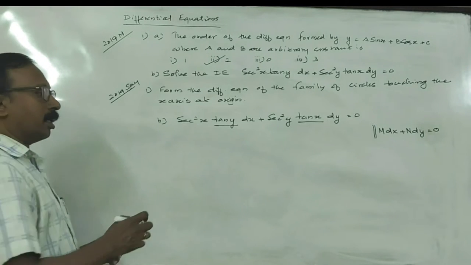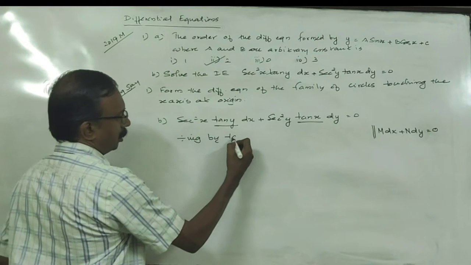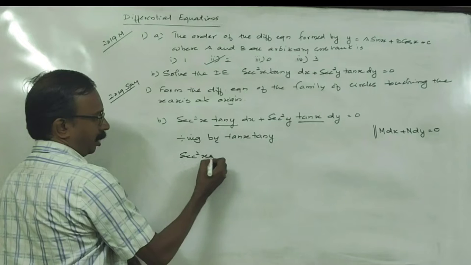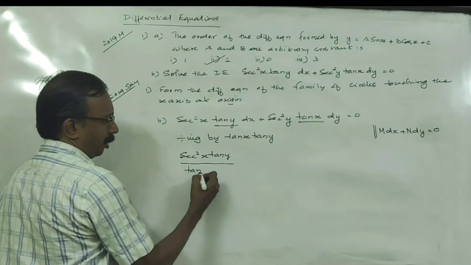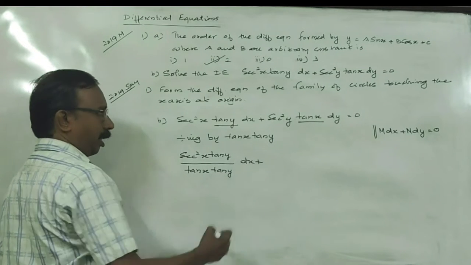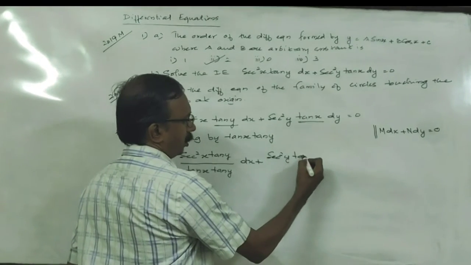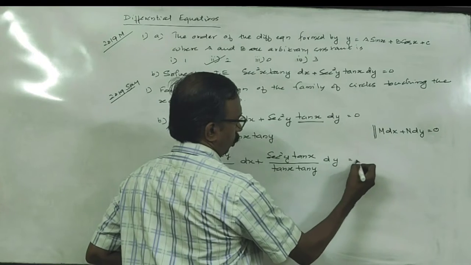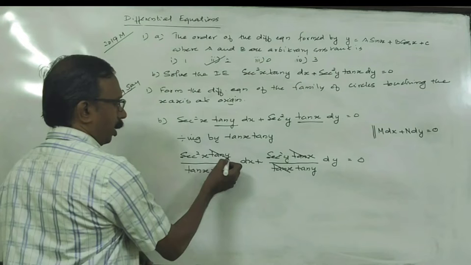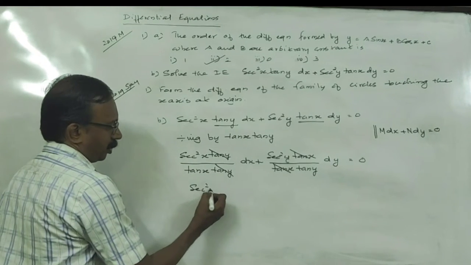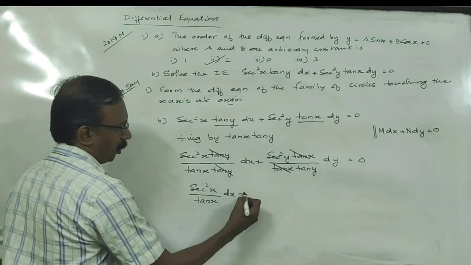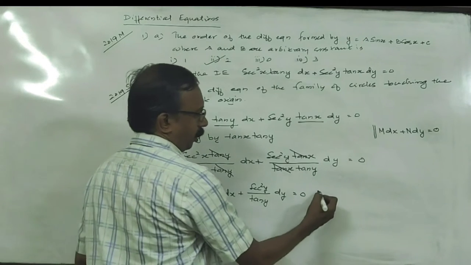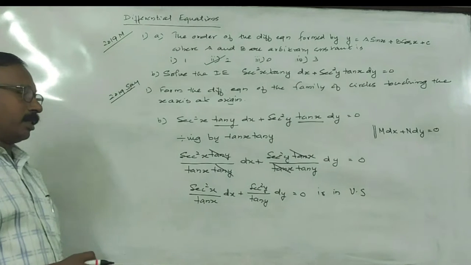Therefore, dividing this equation by tan x into tan y, we get sec square x tan y divided by tan x into tan y into dx plus, again, sec square y into tan x divided by tan x into tan y into dy is equal to 0. Here, tan x and tan y get cancelled. Now, sec square x divided by tan x into dx plus sec square y divided by tan y into dy is equal to 0. Now, this differential equation is in variable separable.